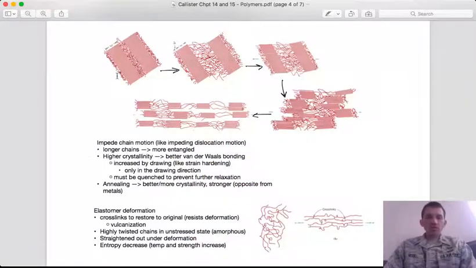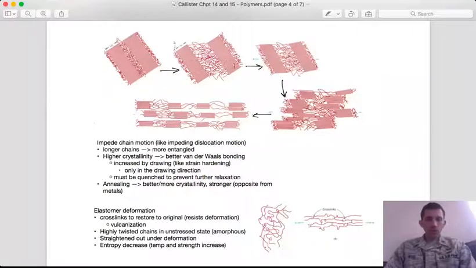You can also, if you tweak the chemistry or the solidification conditions, encourage more crystalline regions, so a higher percentage of the polymer chains will be part of a crystal rather than the amorphous regions. This gives you more van der Waals bonding and, I guess, delays the deformation of these crystals into these smaller units.